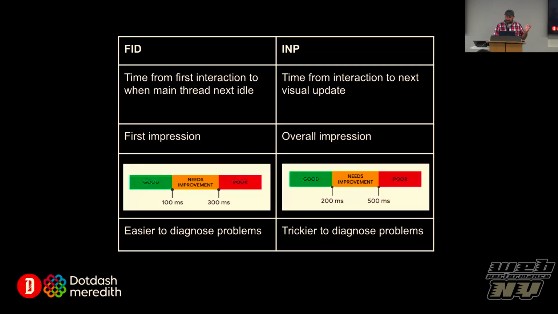Another thing, I'm going to hand over to Russ and Joseph to expand on this. First input delay is easier to measure, to diagnose problems when they arise. Interaction to next page presents some new challenges. Okay? And let me pass over, as promised, to Russ and Joseph to expand on that.